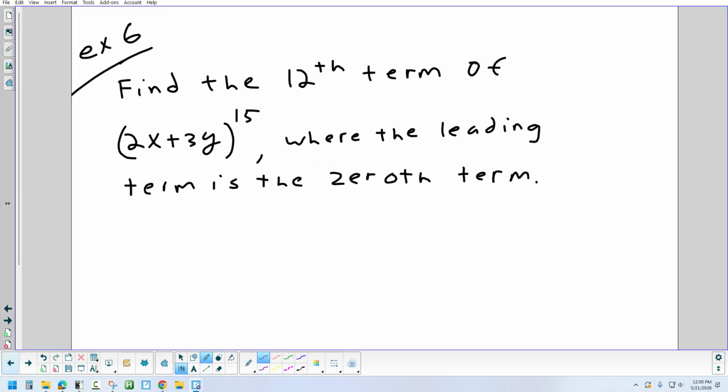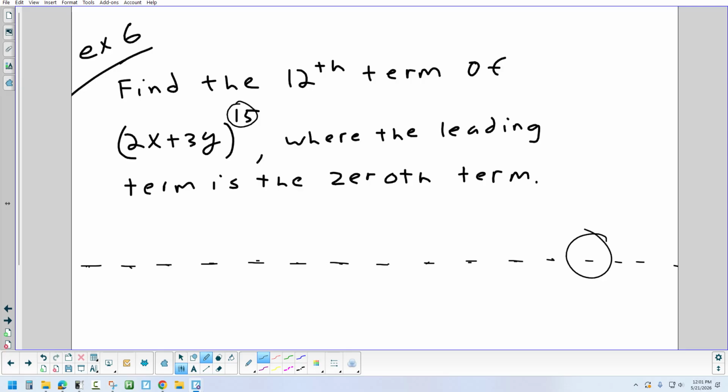Okay. All right, so the last one, I'm just going to show you. When you expand something to the 15th power, how many terms do you get? Yep. 16. Let's pretend those are all the different terms. I'm not asking you to find all 16. That would take a long time. I'm asking you for one of them. I want to know the 12th. Remember, you always start counting with 0. 0, 1, 2, 3, 4, 5, 6, 7, 8, 9, 10, 11. I want that one.